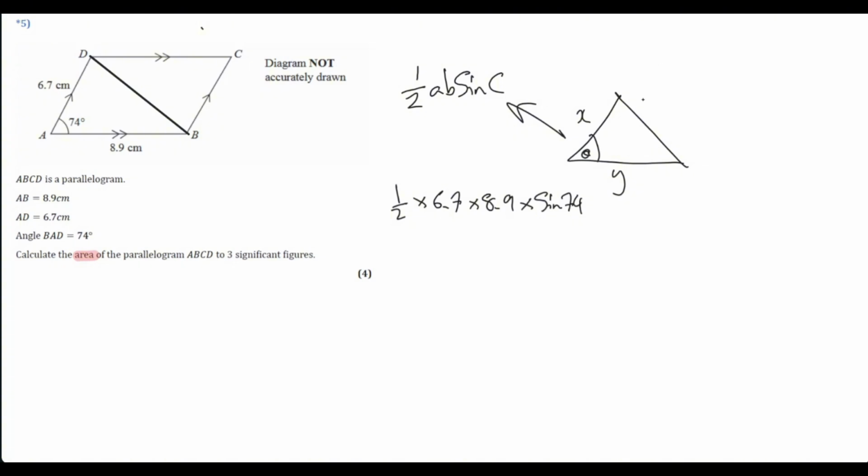And if I do that, I get 28.6 and so on. But remember, that's only half the parallelogram. Keep that in your calculator, don't round it. Times that by 2, because as you can see, we've got 2 sections here, A and B. And if I times that by 2, I get 57.3 centimeters squared to 3 sig fig.